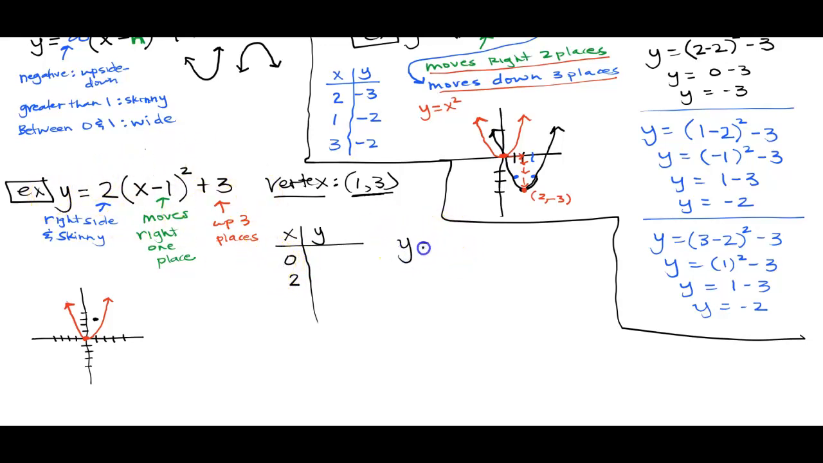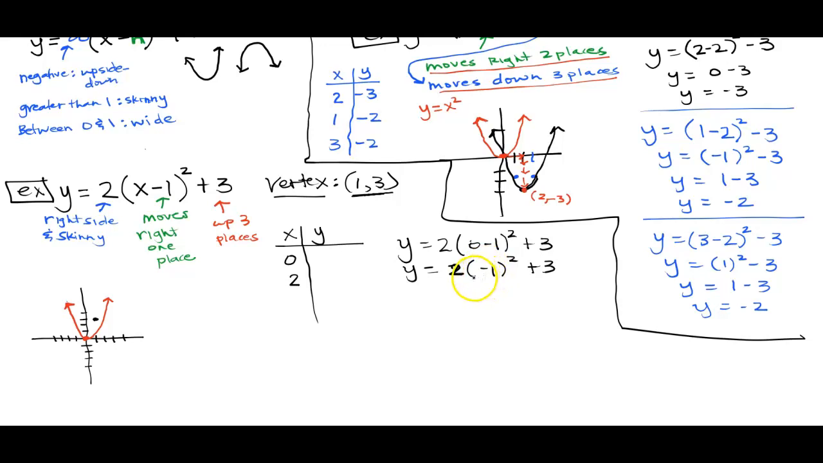So I have y equals 2 times 0 minus 1, all squared plus 3. And then let's just simplify this. So 0 minus 1 is negative 1. So I have 2 times negative 1 squared plus 3. Oops, that looks like a z, but that's a 2.